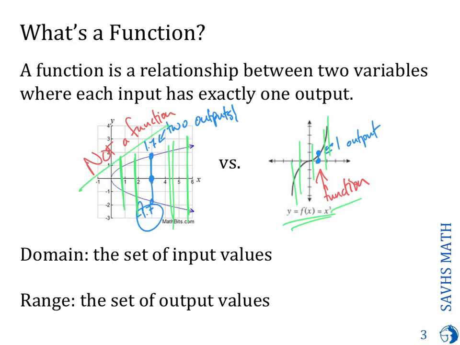2 more vocabulary words for you. Domain is the set of input values that you're going to put in. This is the x values. And the range is the set of output values. So this is the y values. We'll get into that more later this year, but I have to introduce that vocabulary today.